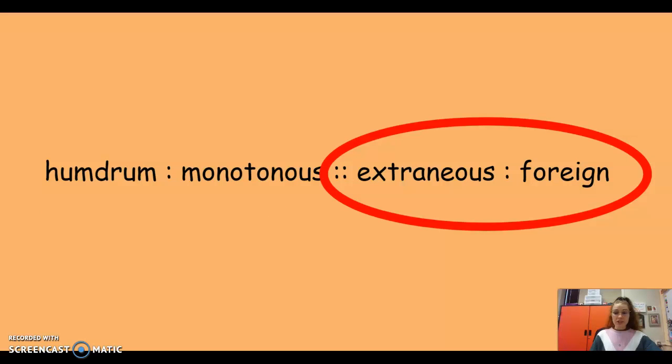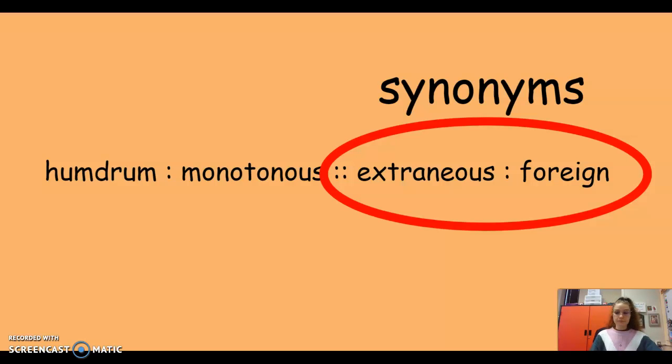Now that we know the relationship between the first two words, we need to look at the relationship between the next two words, extraneous and foreign. Remember, since this is an analogy, that means that these words should also be synonyms because they need to be related to each other the same way that humdrum and monotonous were related. That double colon, remember, means as, because the first two words are related in the same way as the next two words.